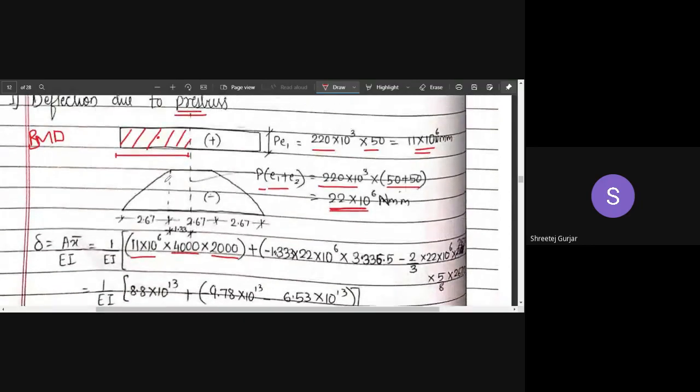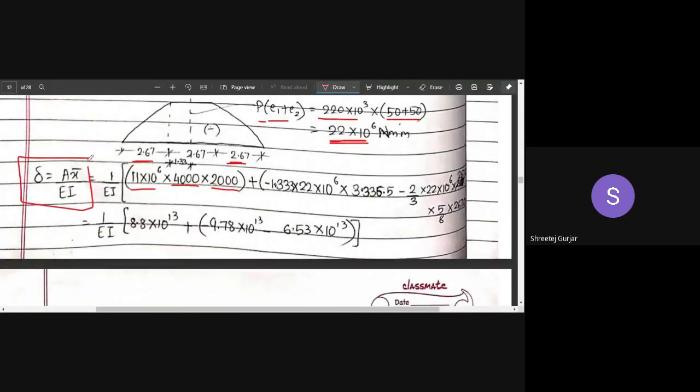So how have we arrived at this 2.67? The total span is how much? Total span is 8. 8 divided by 3 will give you 2.67. Right? 2.67 is 8 divided by 3. So we have divided the beam into 3 equal spans. So that is why it is 2.67.